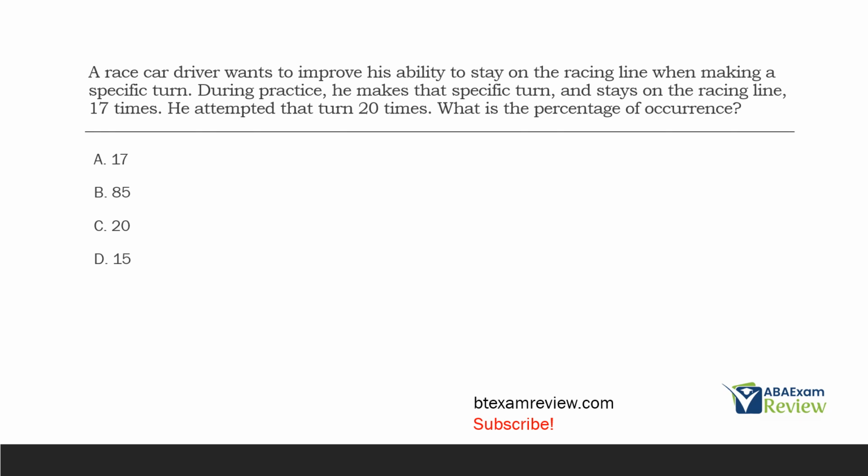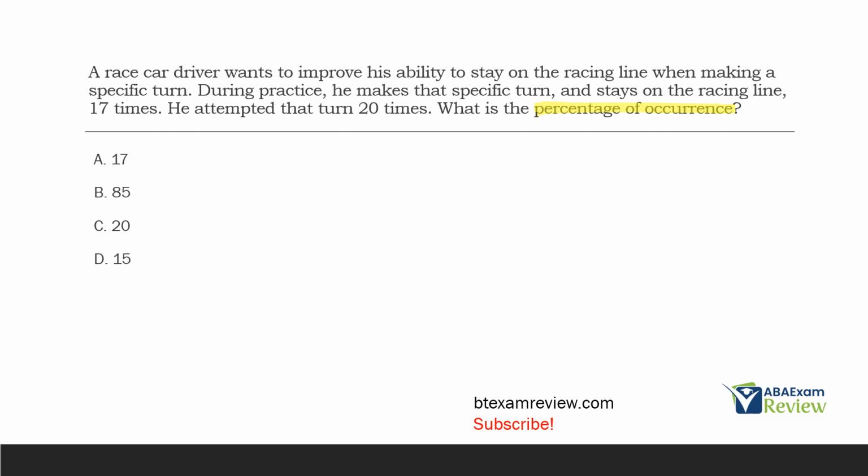A race car driver wants to improve his ability to stay on the racing line when making a specific turn. During practice, he makes that specific turn and stays on the racing line 17 times. He attempted that turn 20 times. What is the percentage of occurrence? So we have a measurement of percentage of occurrence. And what is percentage of occurrence saying? It is asking us what percent did the response happen given the amount of opportunities. So percentage of opportunities, percentage of occurrence.